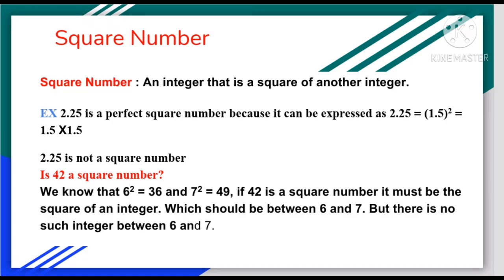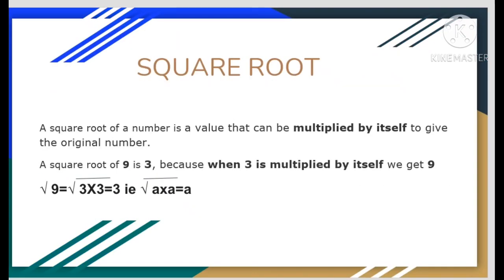Is 42 a square number? We know that 6 squared is equal to 36 and 7 squared is equal to 49. If 42 is a square number, it must be the square of another integer. So there are no integers between 6 and 7. So 42 is not a square number.